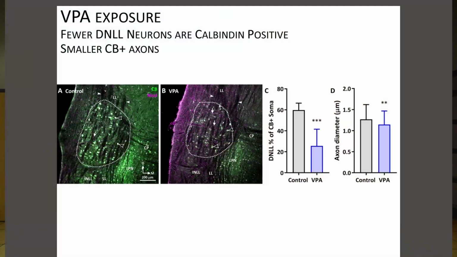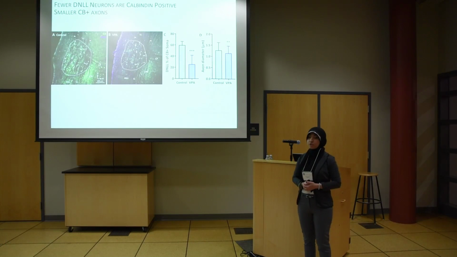So next we looked at calbindin expression. Calbindin is a calcium binding protein that's expressed in quick-firing neurons. Now, previous studies have shown us that in the superior olivary complex and the cochlear nucleus, there is a significant decrease in the number of calbindin positive neurons following VPA exposure, so we wanted to look at the auditory midbrain.